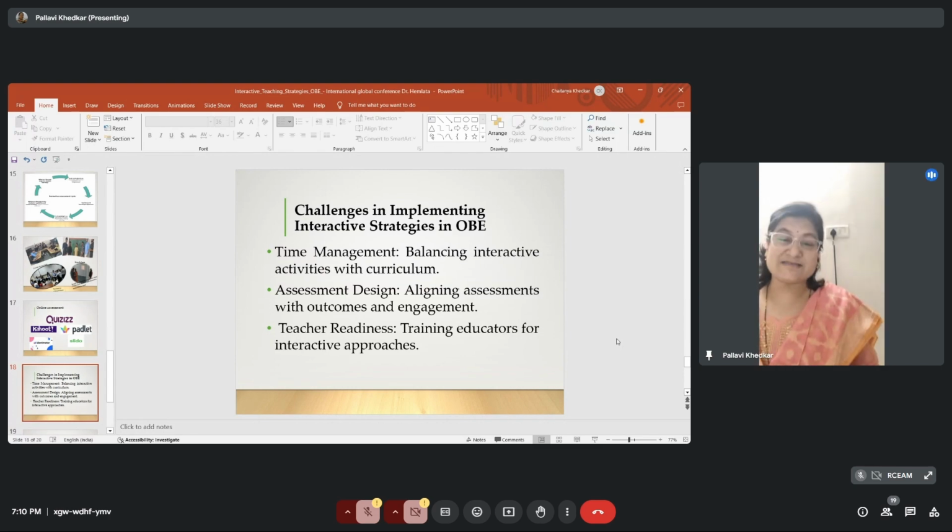So they feel that it is a big challenge for us. And the third is teachers' readiness. Are our teachers really trained? Do our teachers really know the interactive approaches? They have to. Nowadays there are many platforms through which they can learn about this interactive teaching. So the teacher's readiness is very important.